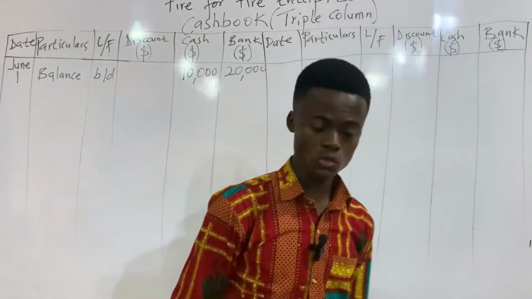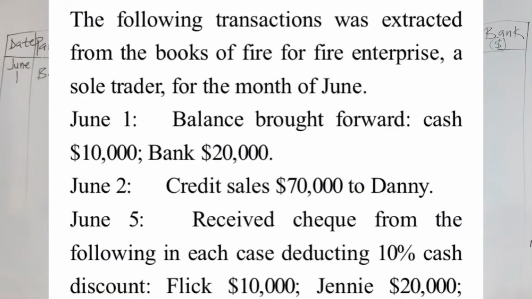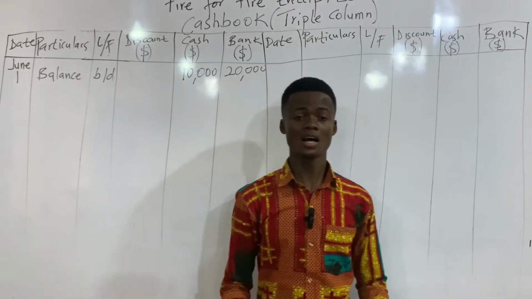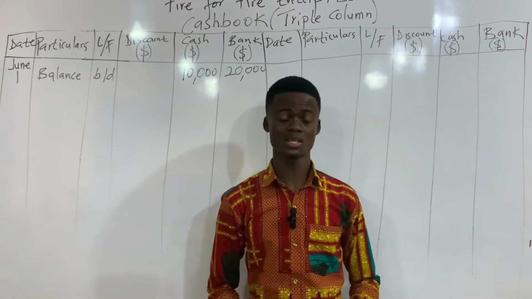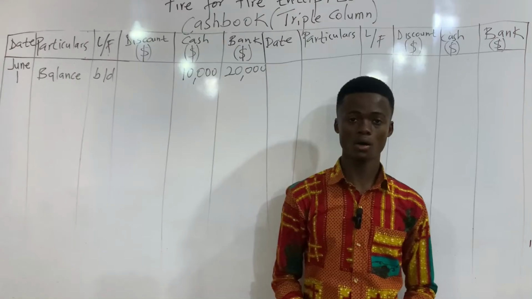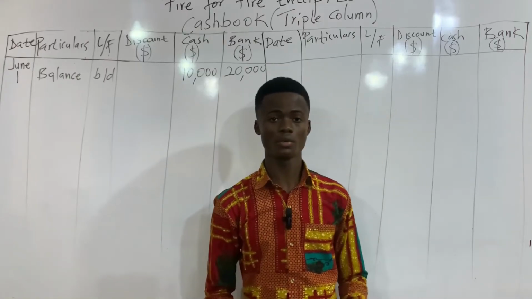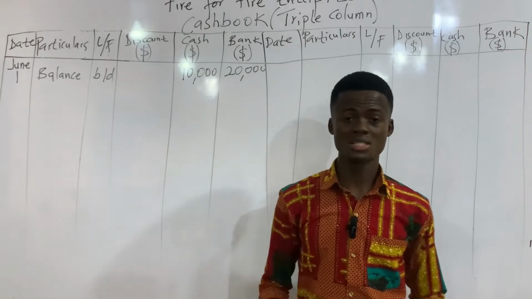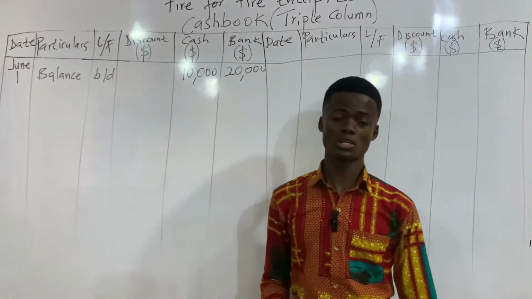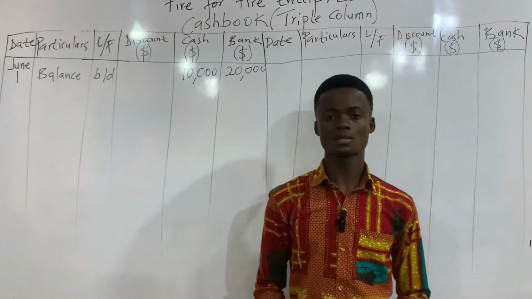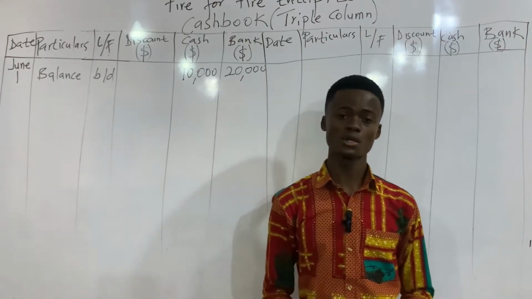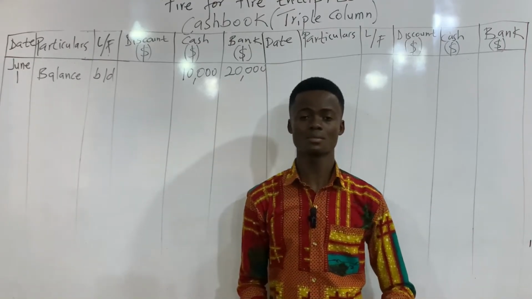The next transaction also says that on June 2nd, credit sales $70,000 to Danny. As said earlier, Cashbook only records cash transactions, and when we say cash transactions, we mean transactions involving cash and bank or check. Credit transactions are not recorded in the Cashbook. But if we are required to open the ledger account for this transaction, then it means we would have opened the sales account and then the customer's account, because this transaction means we sold goods on credit to a customer called Danny.